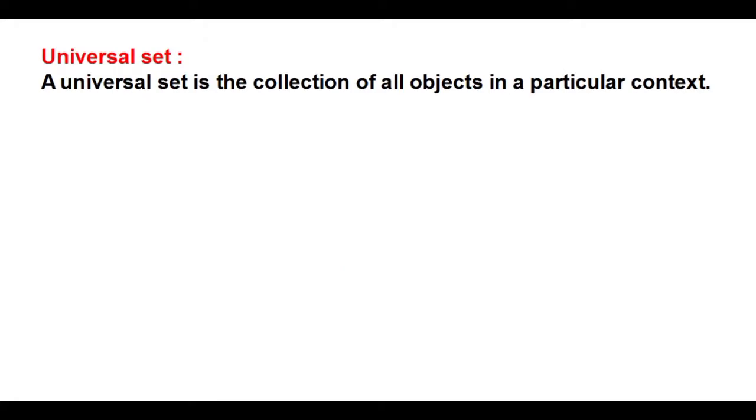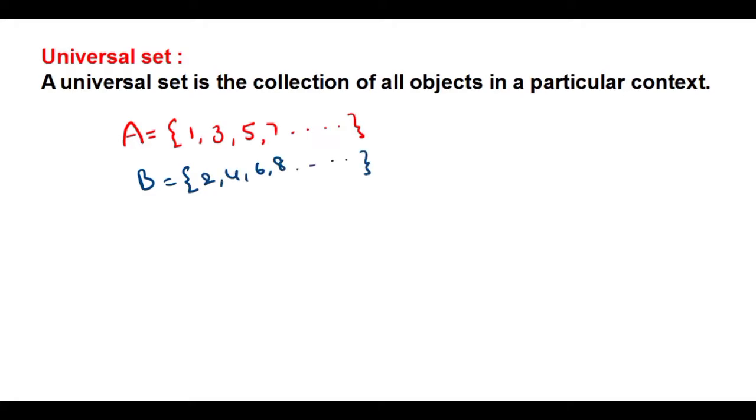And next one, universal set. A universal set is the collection of all objects in a particular context. That means, for example, if we take set A equal to odd numbers, I'm taking 1, 3, 5, 7, and so on, and set B, I'm going to take the even numbers, 2, 4, 6, 8, and so on. Universal set means all these sets are contained in that.